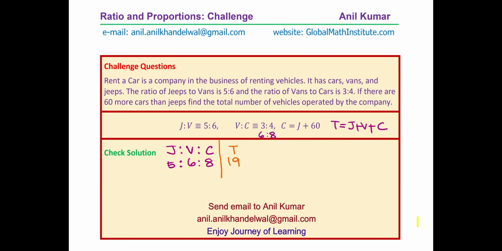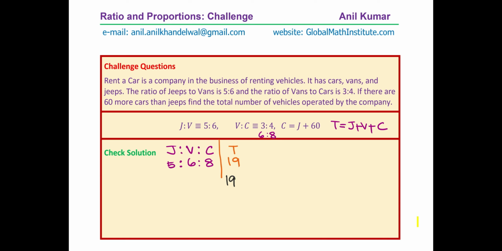Correct? Now, the ratio is in this multiple of 19. So we could write this as a ratio also as a total of 19x. In that case, this will be 5x, and vans will be 6x, and the cars will be 8x. Is that clear to you? Do you see how we are working? So it is multiples of 19 that the vehicles are in, right? You get the idea?